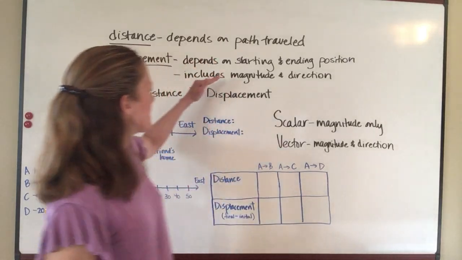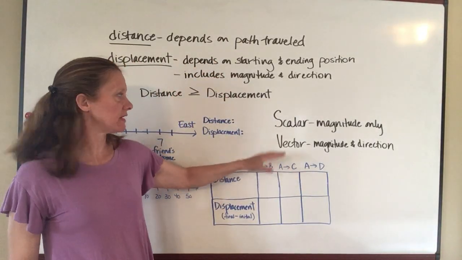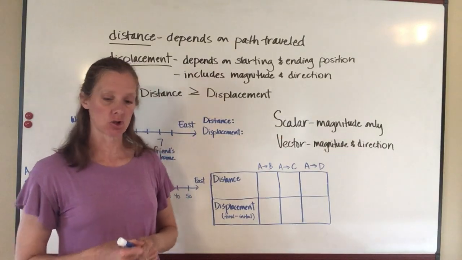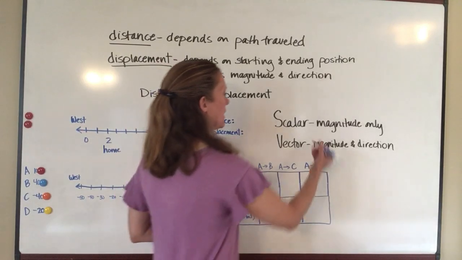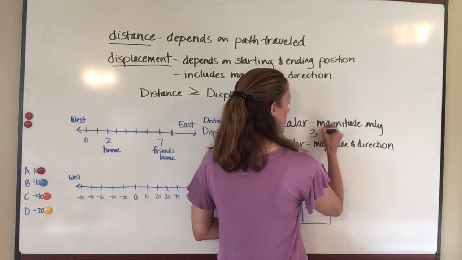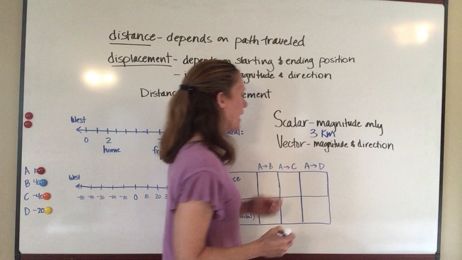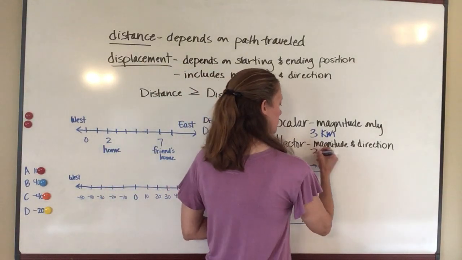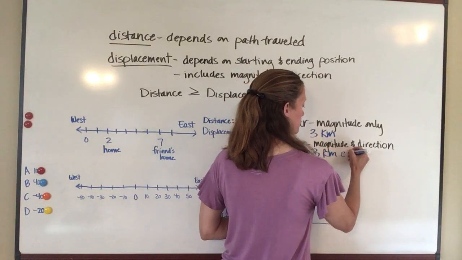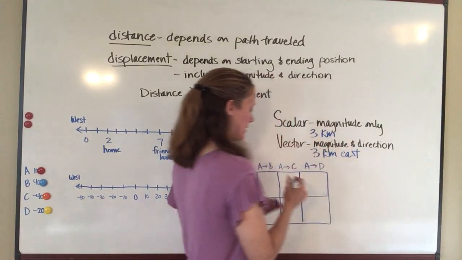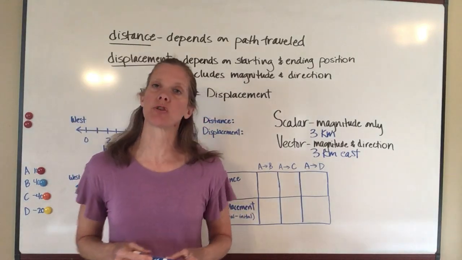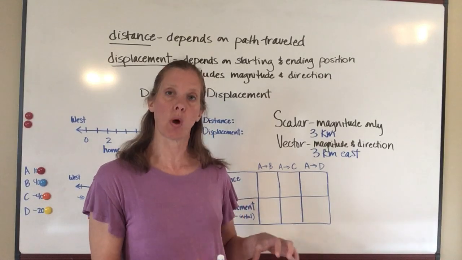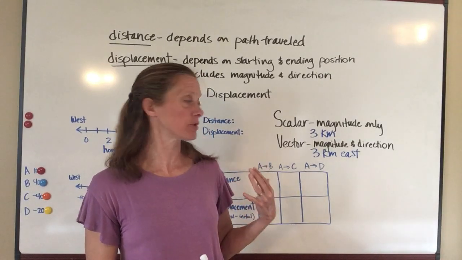So this gets into scalar and vector quantities. A scalar quantity is magnitude only. It only tells us how much. So as an example here, scalar could be something like 3 kilometers. And a vector quantity is going to be both magnitude and direction. So this could be 3 kilometers east. And the terms scalar and vector are words that we're going to be using throughout this chapter because we're going to be using them to describe other quantities besides just distance and displacement.